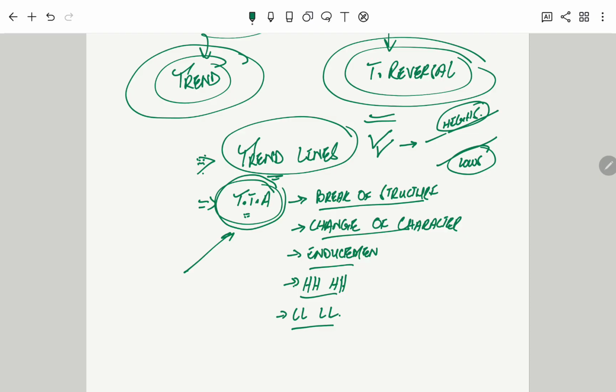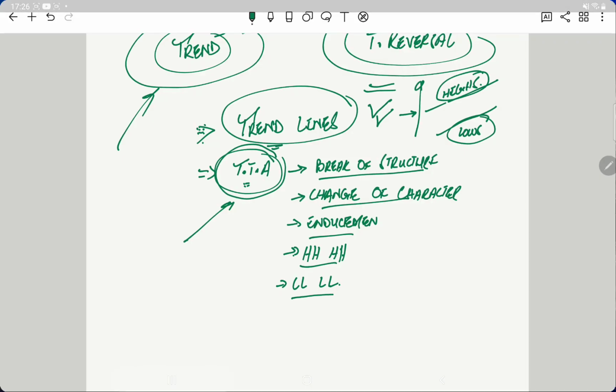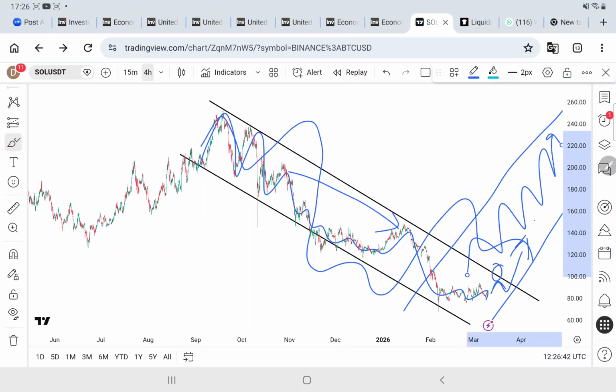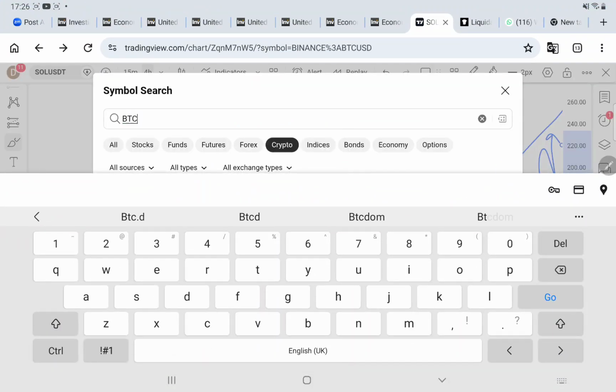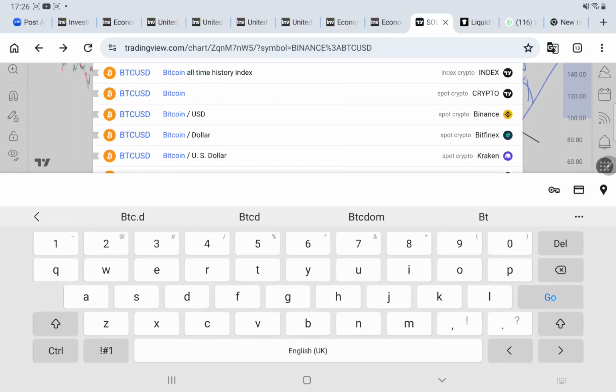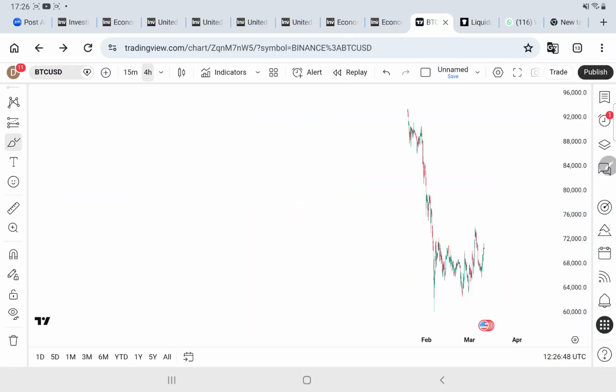Until then, take care. We learned about trends. We learned about how to spot the trend. We learned today about how to spot the trend reversal. And I'm pretty sure this is going to help you out. Try it yourself. Draw these trend lines onto different charts yourself and see if this is working for you or not.